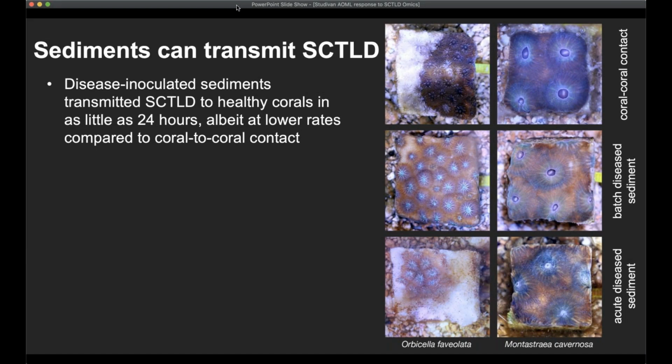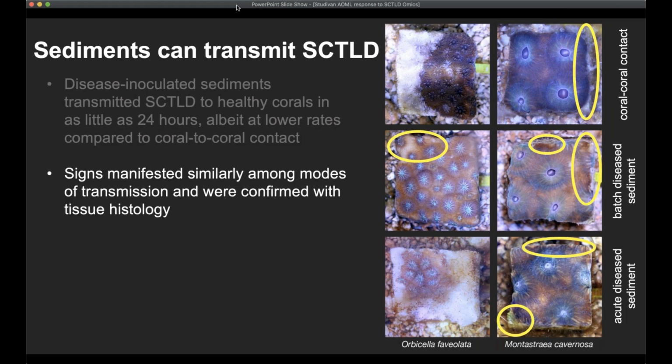But what we found is that disease-inoculated sediments were able to transmit the disease to healthy corals in as little as 24 hours. So we're talking extremely rapid transmission of disease. When we compared the rates of disease transmission from sediments to, say, controls where there was direct contact between diseased and healthy coral, we found that there was lower disease transmission. But this is to be expected when you're talking about indirect contact between your disease source and your healthy coral.